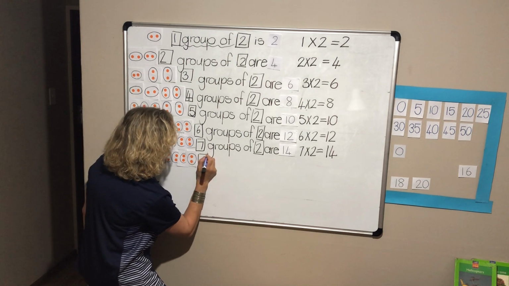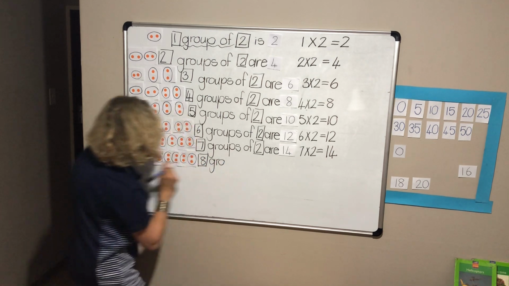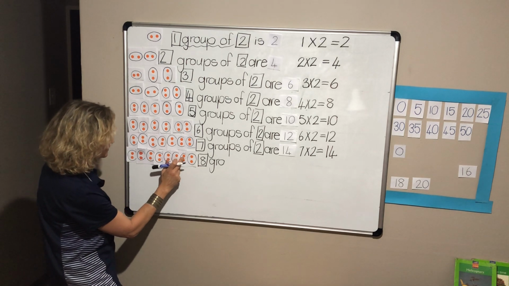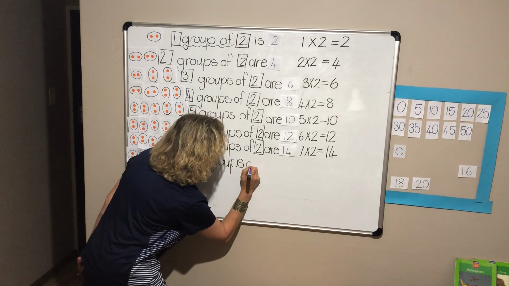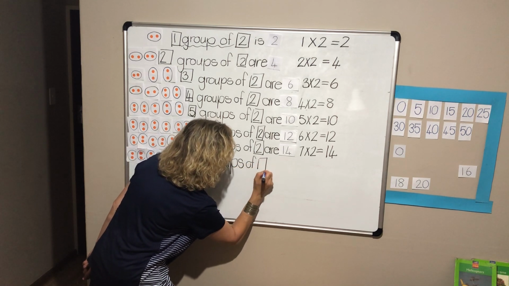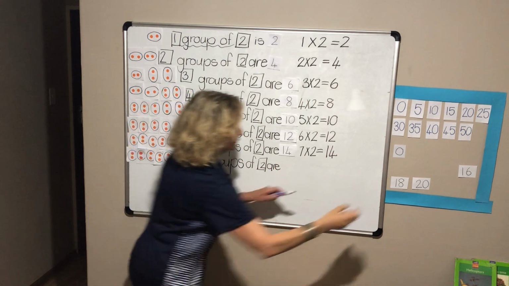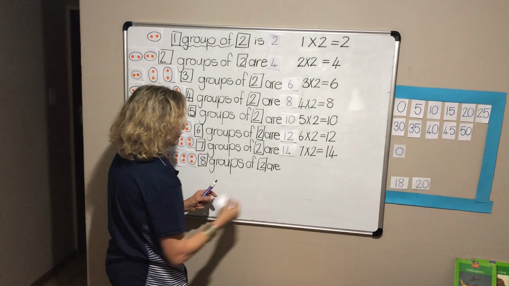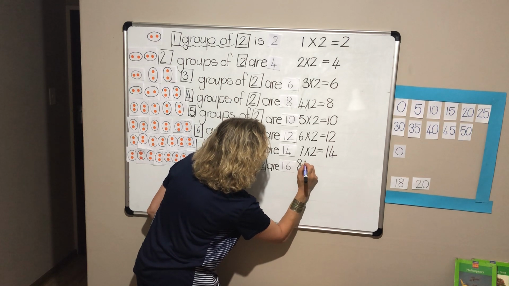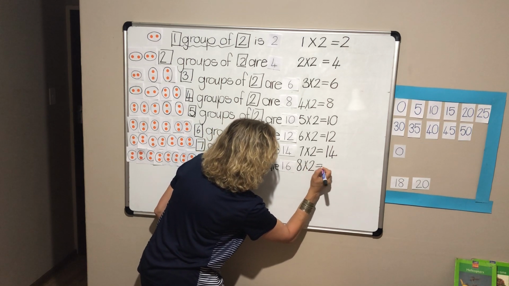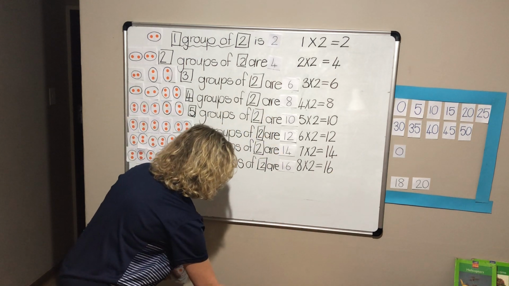Okay. So here we go. 8 groups. 1, 2, 3, 4, 5, 6, 7, 8. Groups of 2 are, and let's get it there. Ah, there we go. 16. 8 times 2 equals 16. I hope I've got enough for all the other groups.